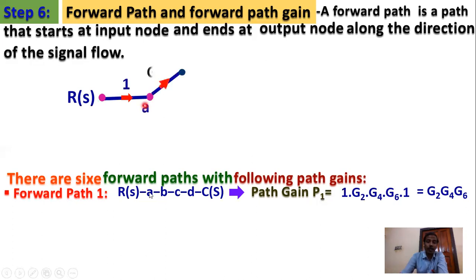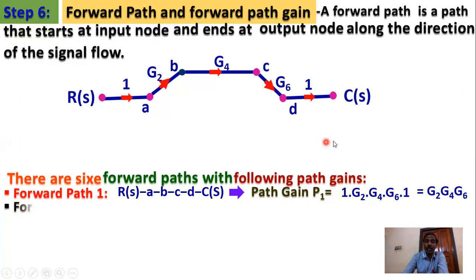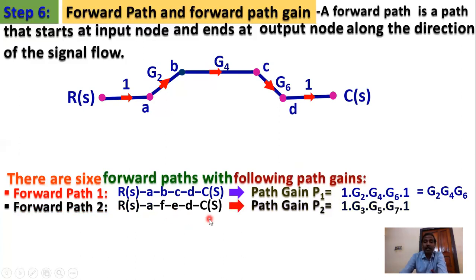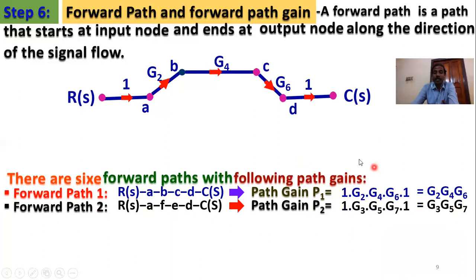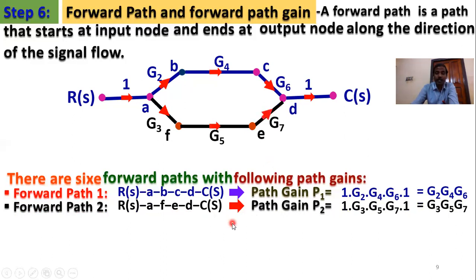Then A to B, and the path gain G2. Next B to C, and the path gain G4. And similarly C to D, path gain G6, and D to C, path gain 1. Next path number 2: R(S), A, F, E, D, C, and the path gain is G3, G5, and G7. So this is R(S), A, F, next point E, and the path gain G5. Next E to D, and then D to C, and the path gain G7, and finally 1. So G3, G5, and G7.